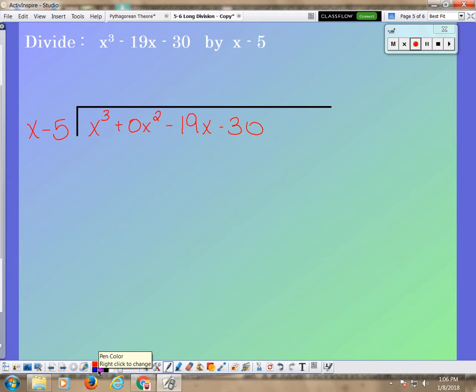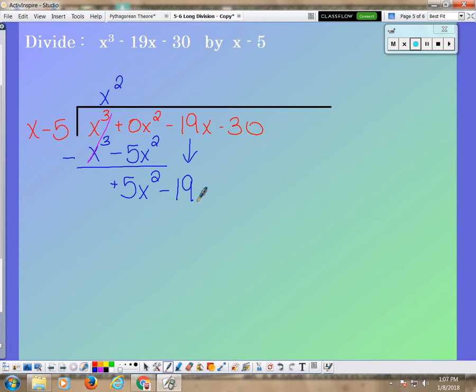So what do I need to multiply the x out here by to make it look like an x cubed? That would be an x squared. So x cubed, take the x squared times the minus 5 for a minus 5x squared. I subtract. When I subtract, the x cubes drop out, and I am left with a positive 5x squared. I bring down my minus 19x.